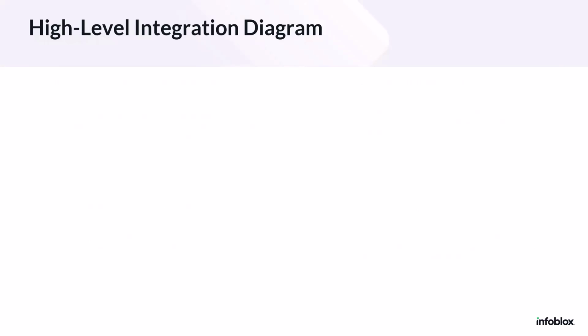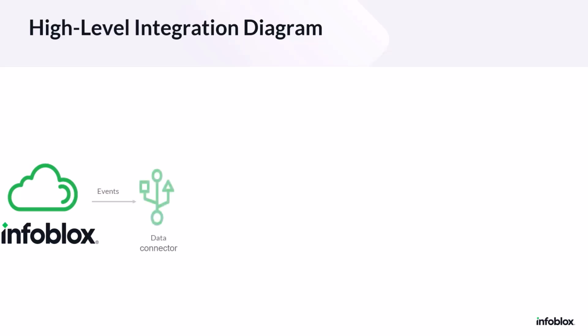Thank you. Here is the high-level integration diagram. Blox1 Cloud to data connector. Starting from Blox1 Cloud, security operations events are generated. These events are sent directly to the data connector, which acts as a bridge, collecting and transmitting them to the next stage. At the data connector, events are processed by parsing, filtering, and structuring the information into a standardized format.